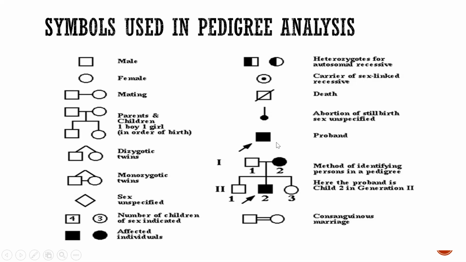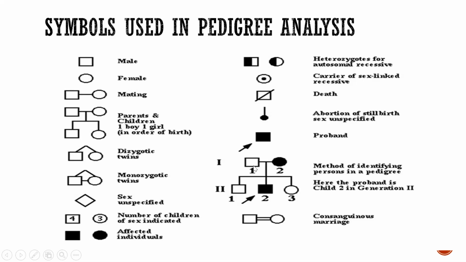Next is a square which is completely shaded, which indicates it is an affected individual. But if there is an arrow mark attached to it, written beside that, it indicates this particular individual is under the study. To do pedigree analysis, this is the individual who is being focused.